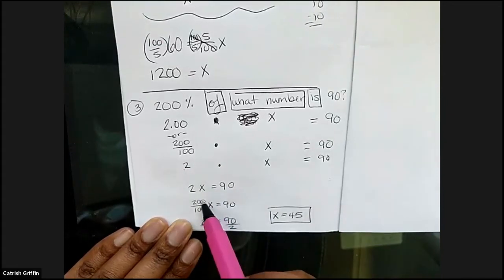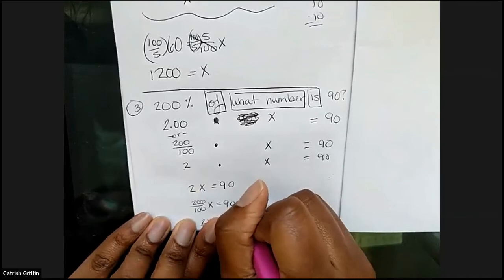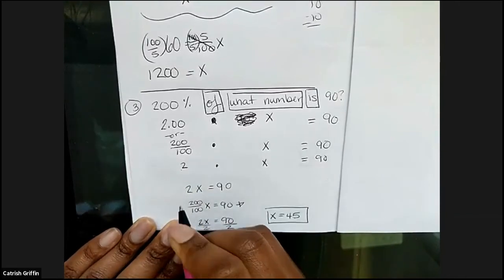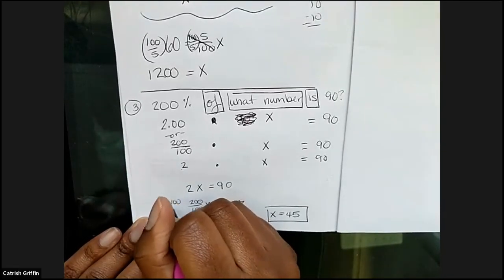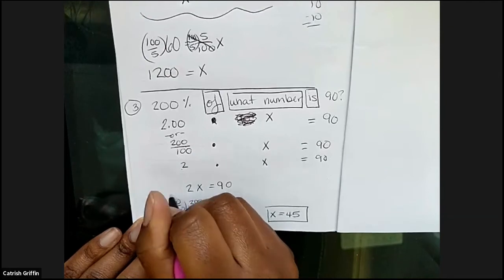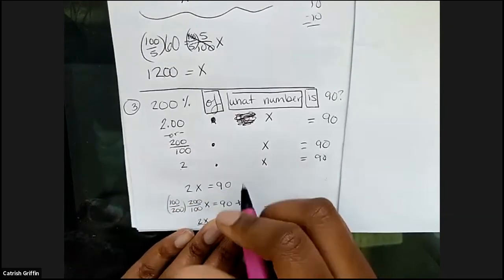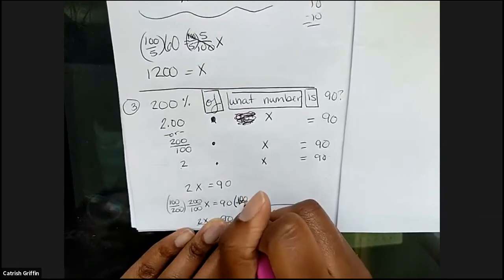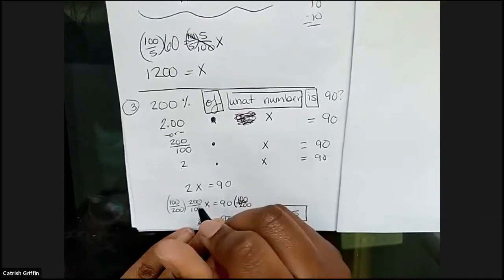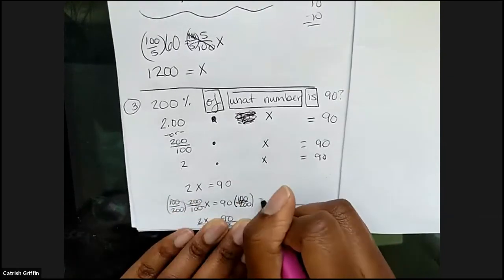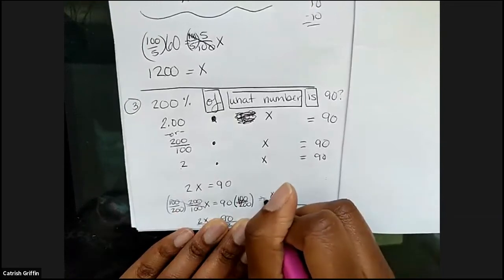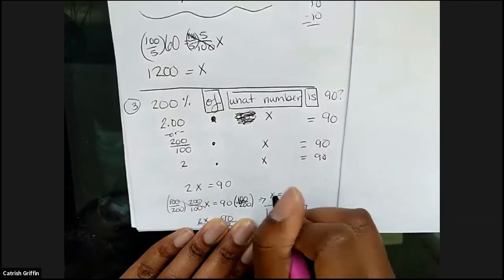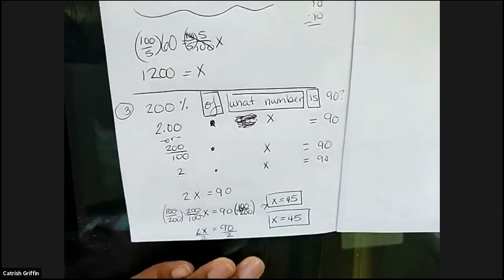If I was solving this one with a fraction, I would need to multiply both sides by the reciprocal. Remember, the reciprocal is just a fraction flipped. So I would multiply this side times 100 over 200 and this side times 100 over 200. And when I did that, this side would cancel and I would get that x is equal to 45. I would get the exact same answer.